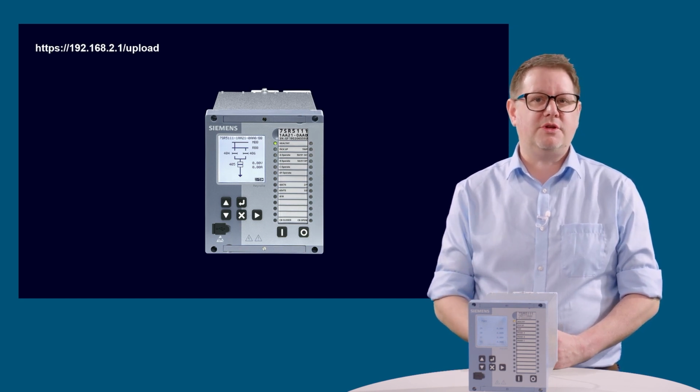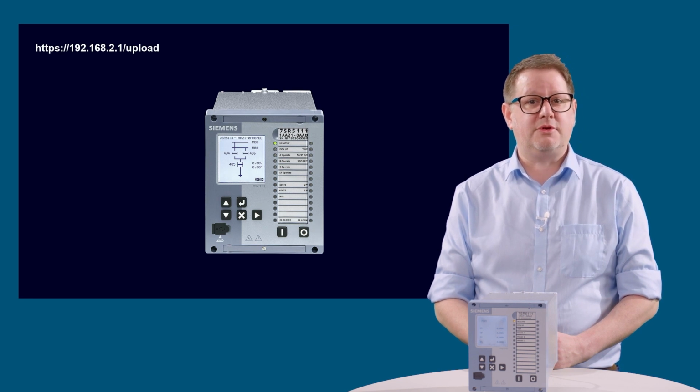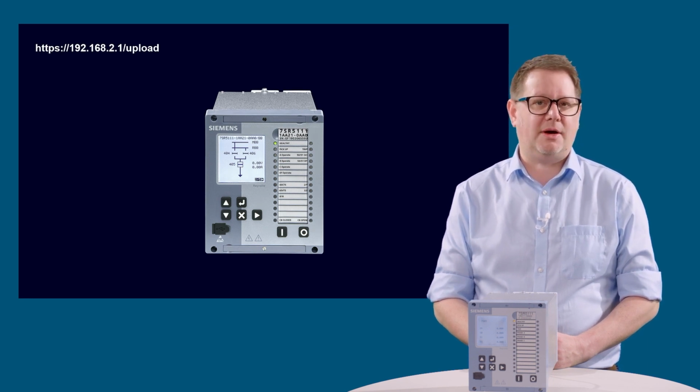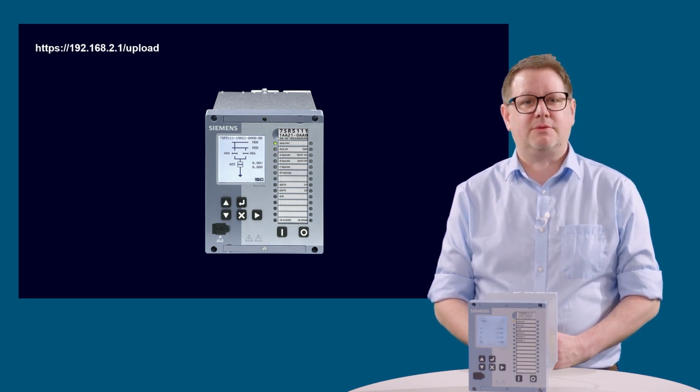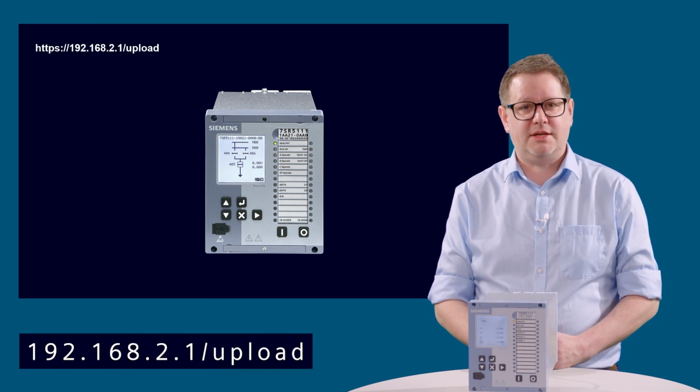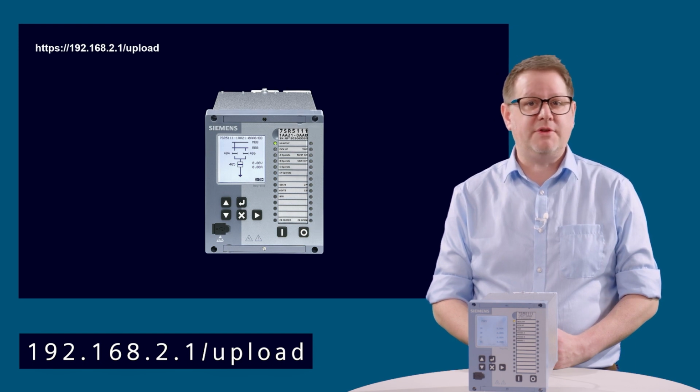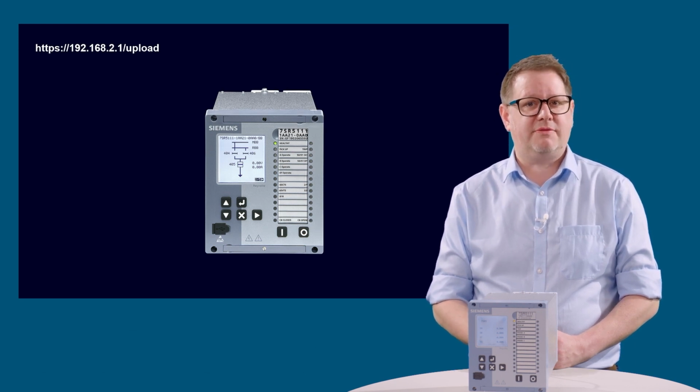We will be using the front USB port, so we will enter the front USB port address in the address bar on the browser. That is 192.168.2.1/upload. If you're using the rear port, you would enter the configured IP address with /upload on the end.